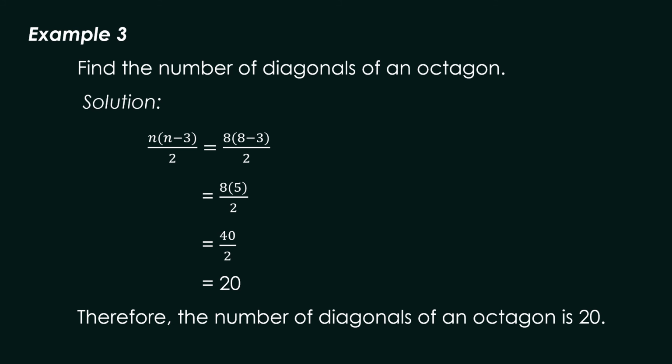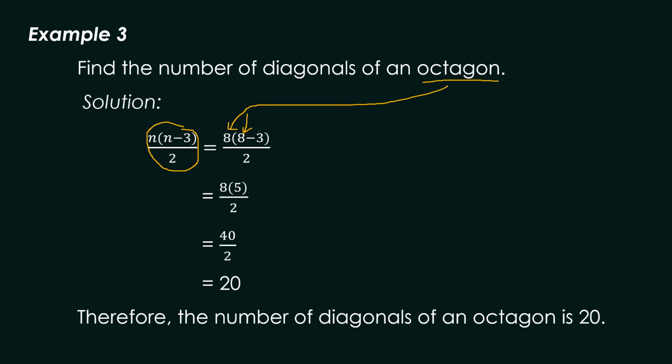Example 3. Find the number of diagonals of an octagon. So, meron din tayong formula dito, yung N times N minus 3 all over 2. So, yung N, yung bilang ng sides. Alam naman natin ang octagon. So, meron siyang 8 sides. Kaya yun ang pinalit dito. Okay? Yan. Kaya naging 8 siya. So, naging 8 times quantity 8 minus 3 all over 2.